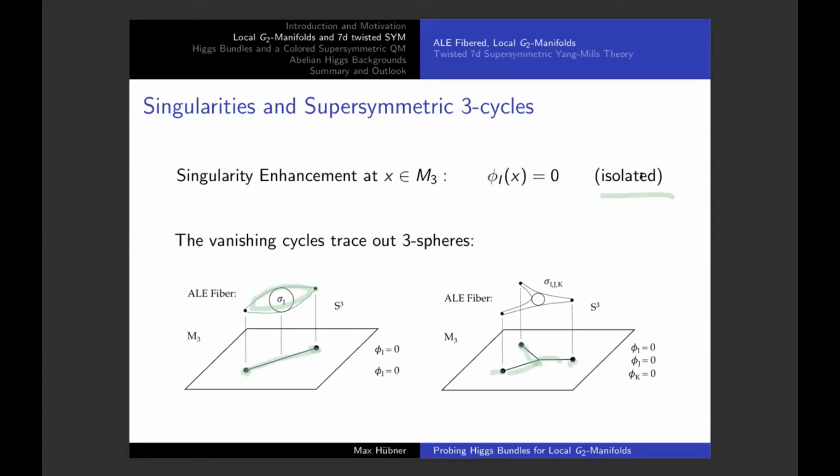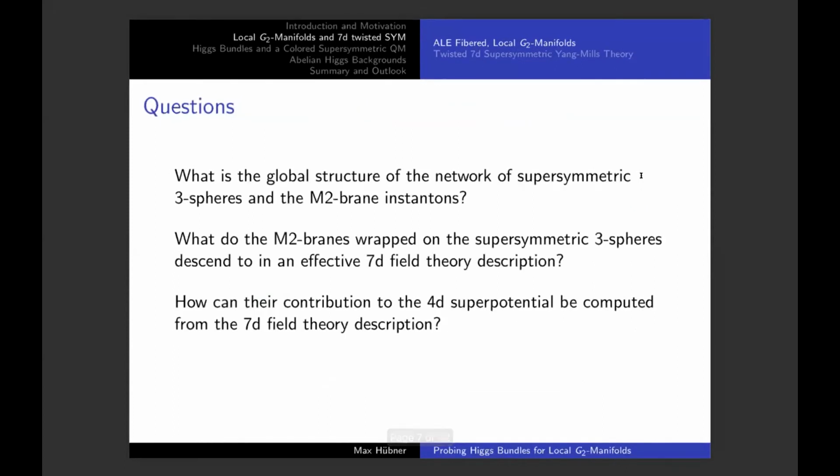In M theory, these three cycles, these three spheres, can be wrapped by M2-branes, and these generate the superpotential down in 4 dimensions. The main part of the talk will be about understanding these contributions, in particular addressing the following three questions.